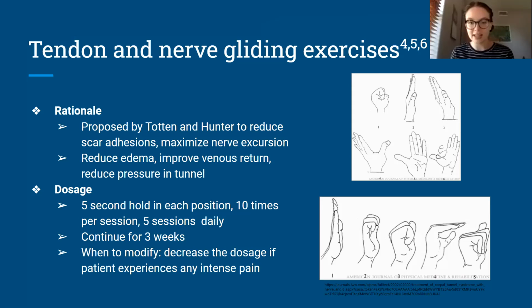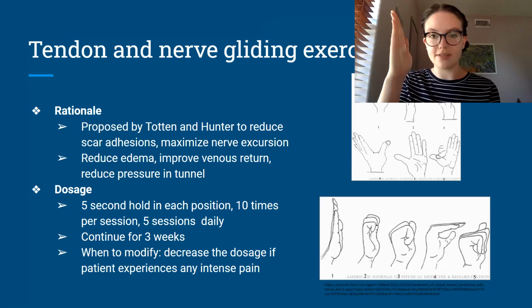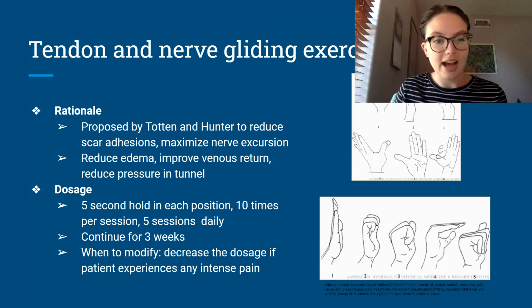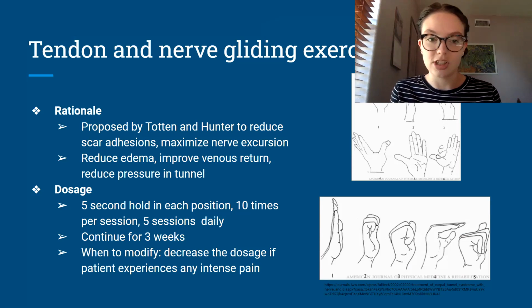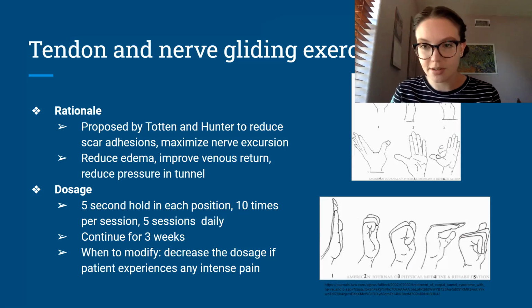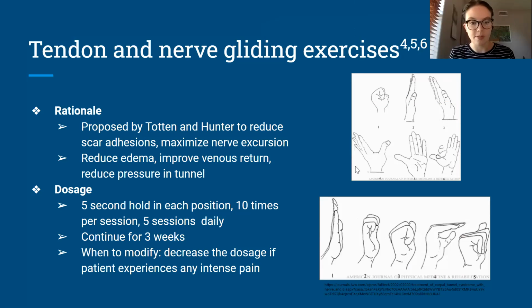So it's basically this series of hand positions, and the top ones are the nerve gliding and the bottom are the tendon. So you're going to have the patient hold each position for 5 seconds, and you want to repeat that 10 times during a session and try to do 5 sessions per day. And you'll continue this for 3 weeks. And this should be modified or the dosage decreased if the patient has any intense pain in any of the positions.